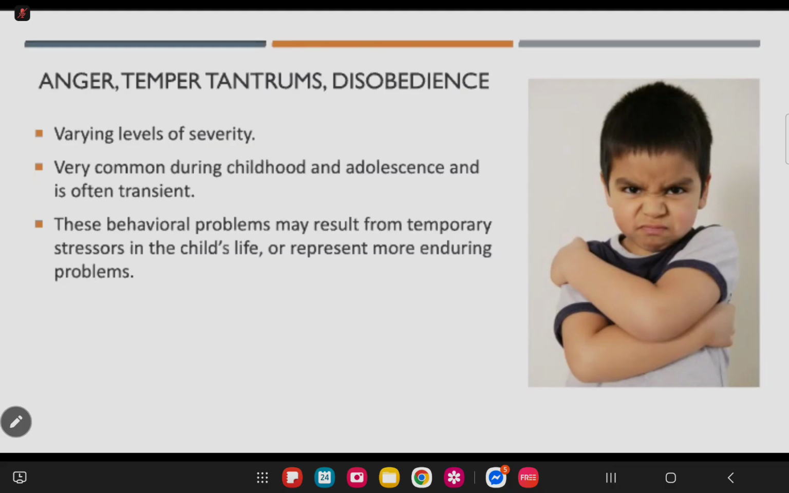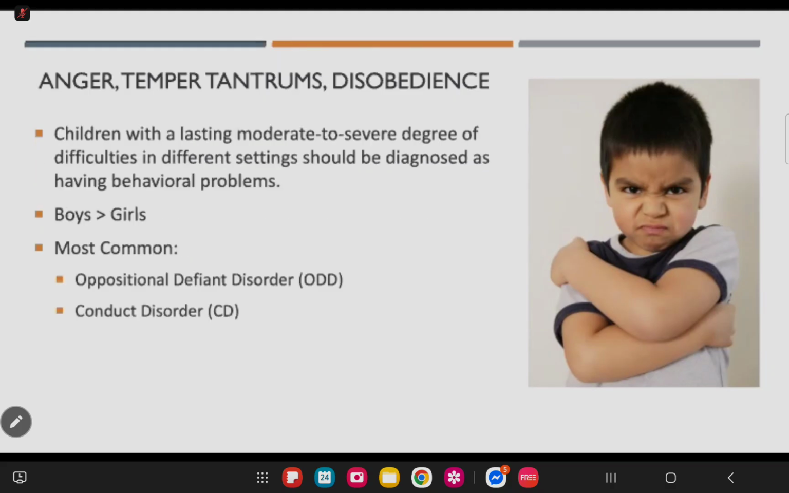So you have to take a thorough history. Only children and adolescents with lasting or moderate to severe degree of psychological, social, educational, or occupational difficulty in different settings should be diagnosed as having behavioral problems. Boys are more likely than girls to suffer from behavioral problems. The most common are oppositional defiant disorder and conduct disorder.